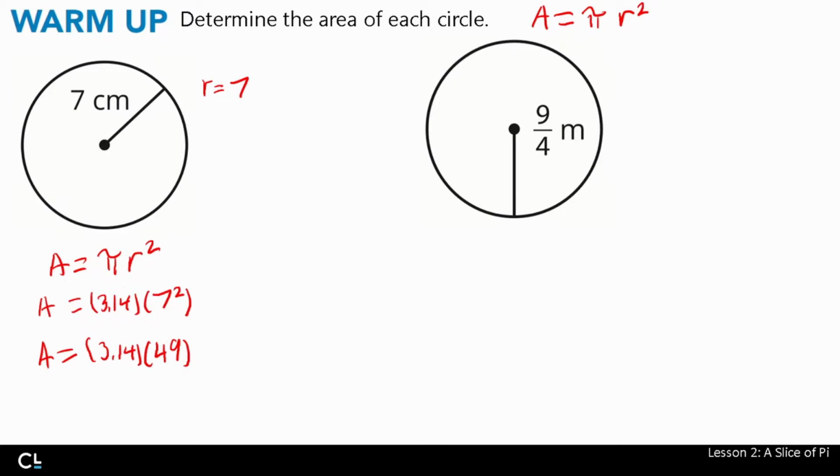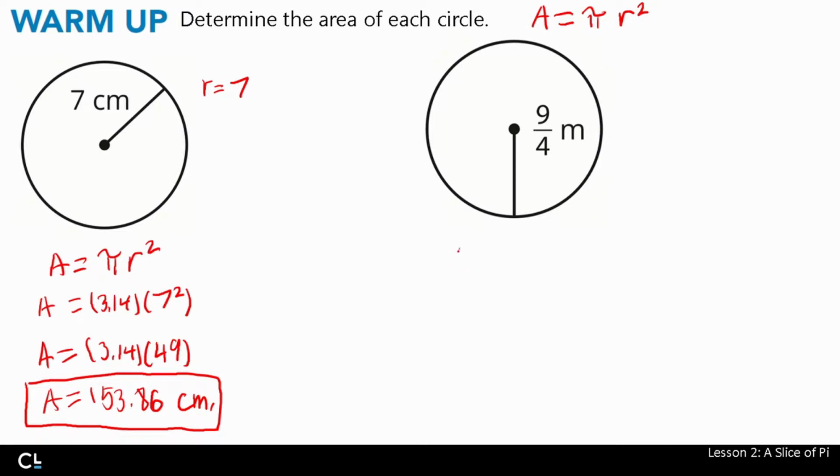So let me pull up my calculator. And we get 3.14 times 49. That's going to give me 153.86. Yeah. A equals 153.86 centimeters. And there we go. So that is our area.